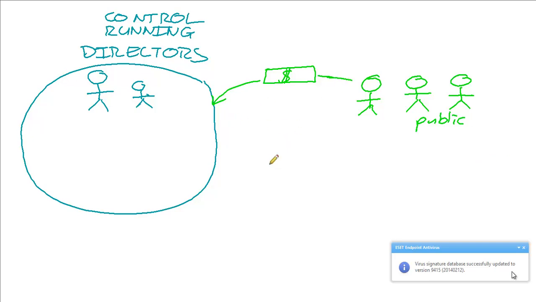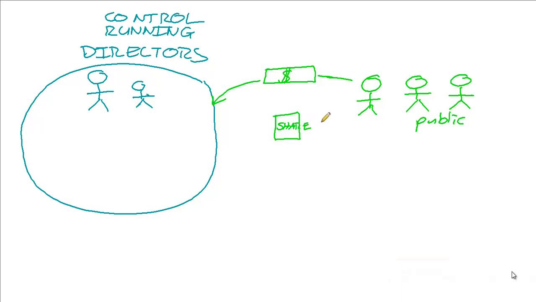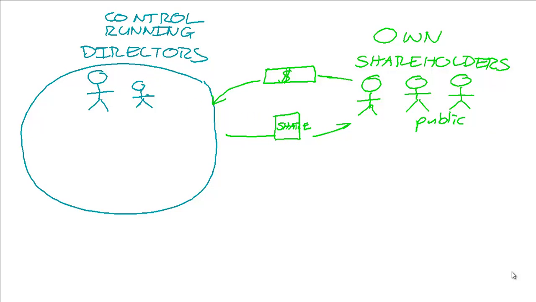So in return for this financing provided, they are going to get a little share certificate saying that they own a share. So there we go. They get shares in return. These guys we call the shareholders, and they effectively own the entity. So the directors are the ones who control and run the entity. The shareholders are the ones who own the entity.